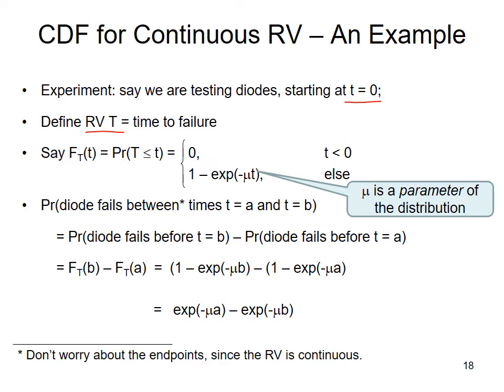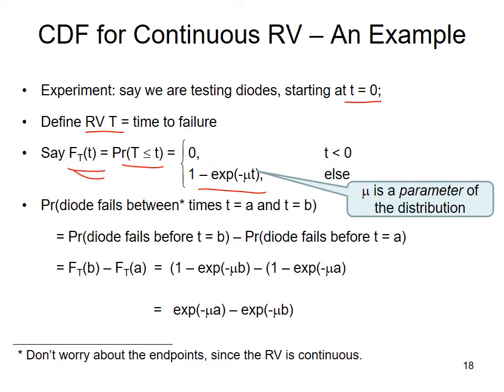Suppose there's a company that has kept some statistics, and they know that the probability that the diode fails before time little t is given by this equation, 1 minus e to the minus mu t. Mu is a parameter of the distribution. To know the exact failure probabilities, somebody will give us a number for mu. But that's my equation for the probability that the diode fails before time little t. By definition, that's capital F_T of t.